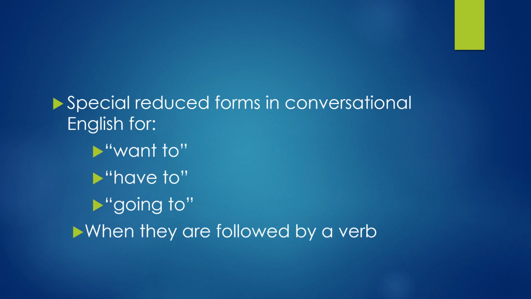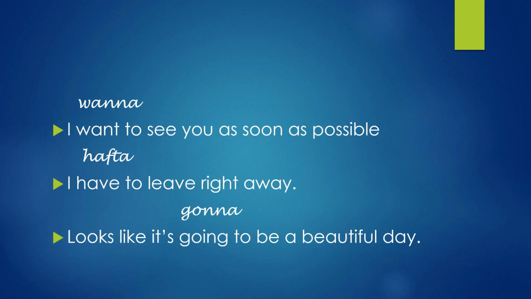And while we're talking about reduced forms of unstressed one-syllable words, remember that we have special reduced forms in conversational English for want to, have to, and going to when they're followed by a verb. This means that if your script has you saying, "I want to see you as soon as possible," write wanna above want to remind you to say, "I wanna see you as soon as possible."